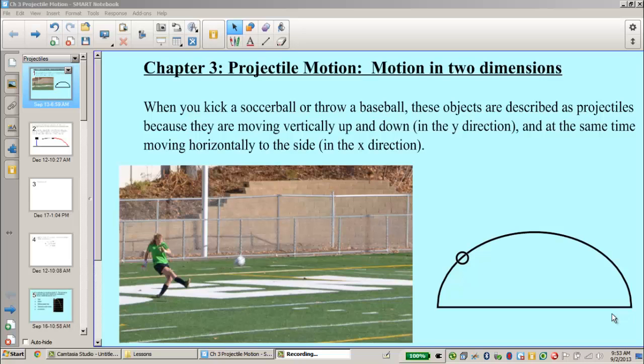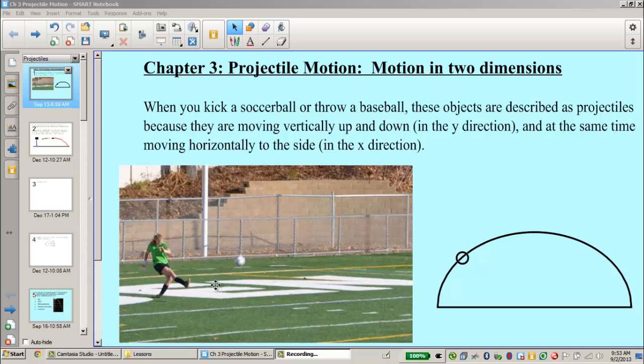Good morning. Today we're going to be taking a look at Chapter 3, Projectile Motion. And remember, projectile motion is motion in two dimensions, whereas earlier in Chapter 2 we were taking a look at just one-dimensional motion, either moving in the x or in the y. Projectile motion is x and y concurrently.